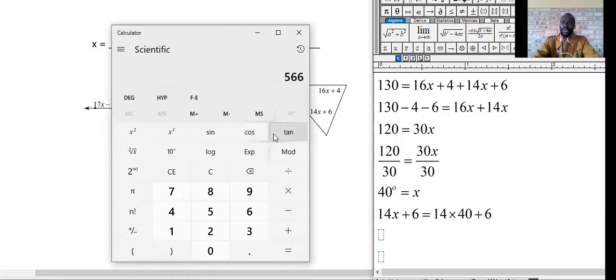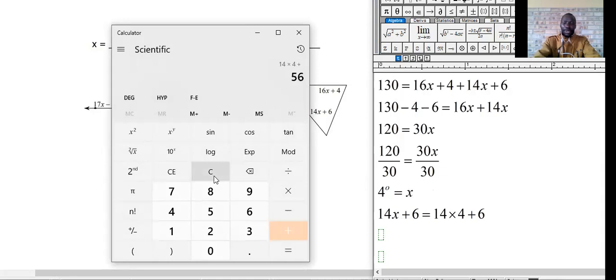14x, oh no, this is supposed to be 4, not 40. This is supposed to be 4, sorry for that. So yes, this is going to be 4. So you see now when we multiply, instead of multiplying 14x as 14 times 40, we are now going to be having 14 times 4. So let's check again, 14 times 4.